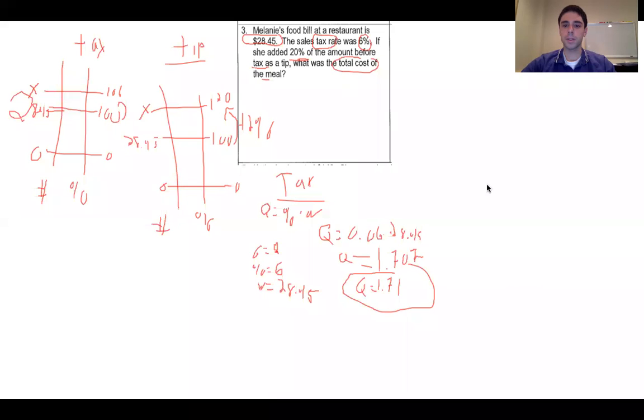All righty. So let's take a look at tip now. What will be different about the tip? There should only really be one difference.